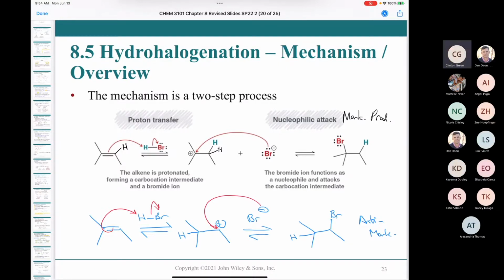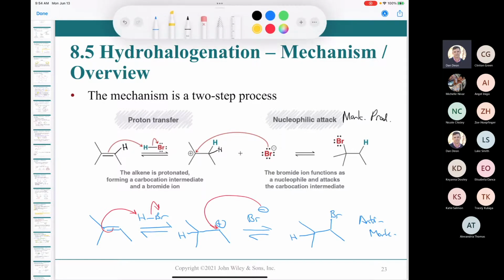Would this be because of carbocation stability? Absolutely. Clinton, I couldn't have said it better myself. You step up to the mic and do your thing. So what Clinton said is this.